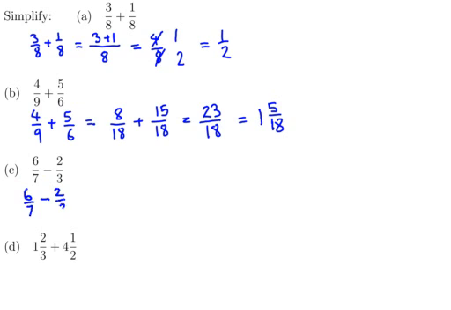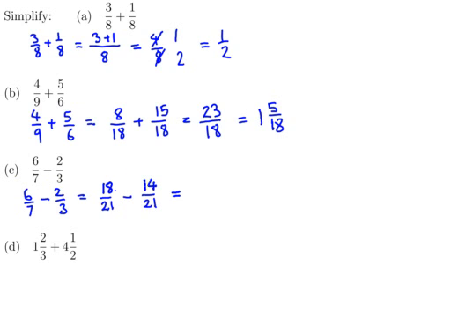6/7 minus 2/3. Well, we need a number that's a multiple of both 7 and 3. And in this case, the best number to use is just the one that you get by multiplying together the two denominators. And that's 21. So we're going to express the two fractions with denominator 21. Well, to get 21 from 7, you need to multiply by 3. So we're going to need to multiply the top by 3 as well, and that will give 18. To turn 3 into 21, you need to multiply by 7. So you've got to multiply the top by 7 as well, and that will give 14.